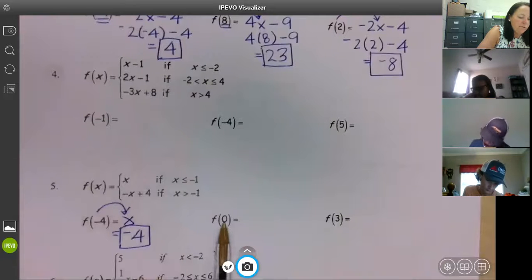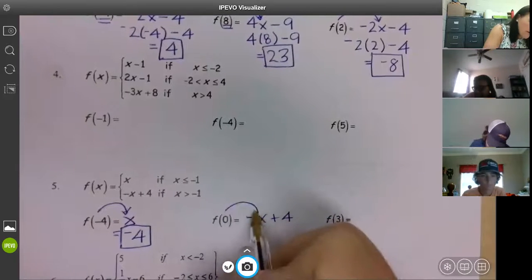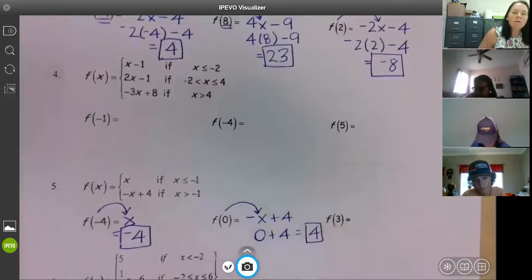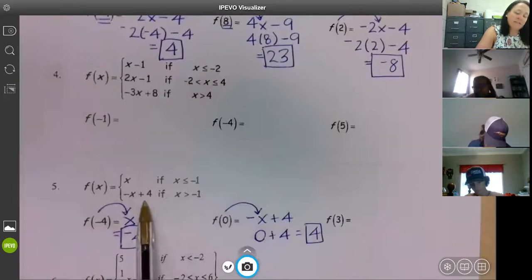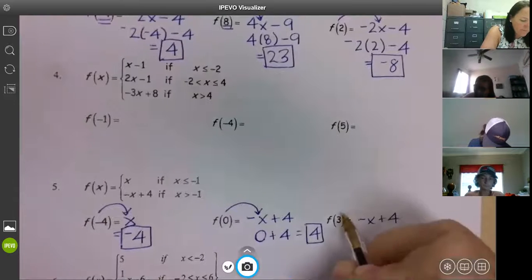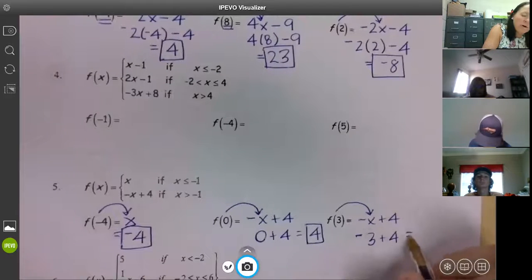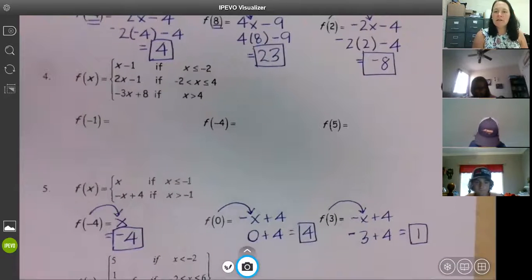Where does 0 fall? Second equation, because it's greater than negative 1. So I'm going to put the second equation down. And I'm going to plug in 0. 0 is neither negative or positive, so I don't have to write that negative. But 0 plus 4 is 4. Where does the 3 fall? Greater than. So it's the second equation, negative x plus 4. And then we plug in the 3. Make sure you write that negative. Negative 3 plus 4 is what? 1. Any questions so far? Is everybody okay? Not too bad, right? Pretty good, pretty easy.